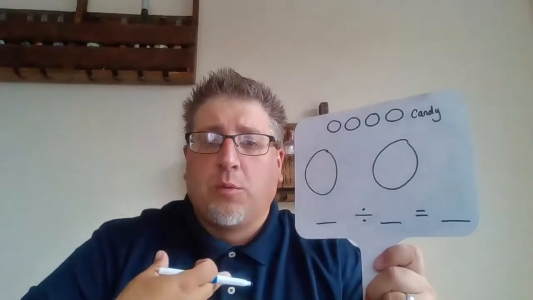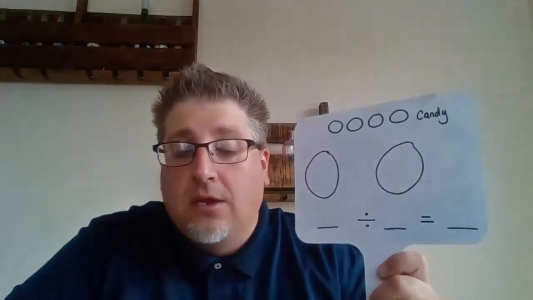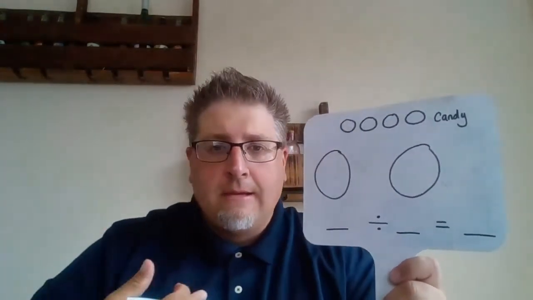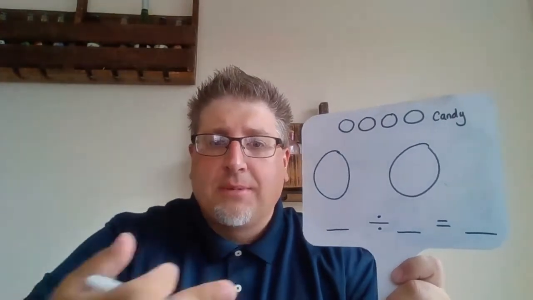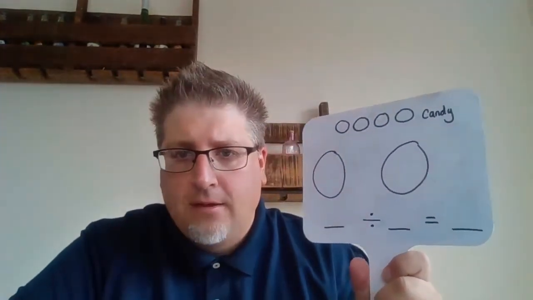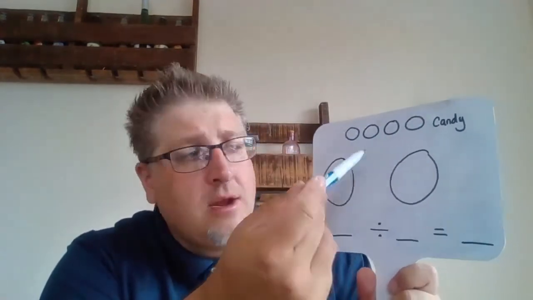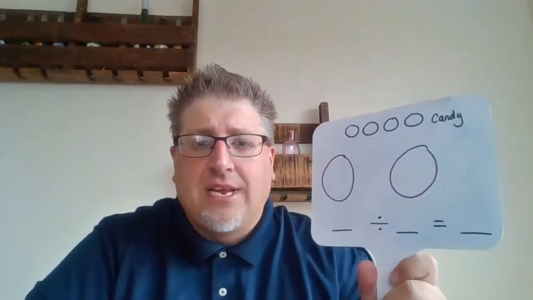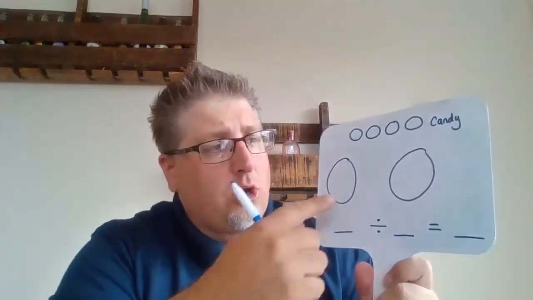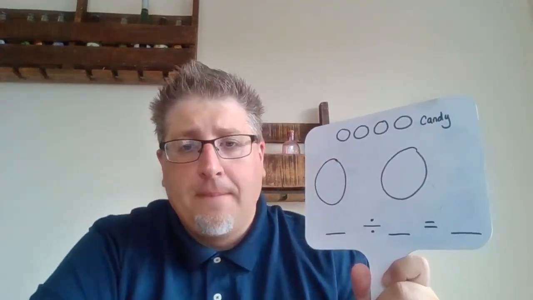So the first thing we're going to do is pretend we have some candy, okay? Me and you. I have some candy. You'd like some candy. I'm going to share it with you. So first things first, let's take a look. Here are my pieces of candy up here, and these two circles just represent the groups. My group, your group. And we have 4 pieces of candy.